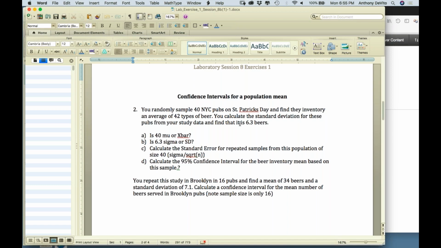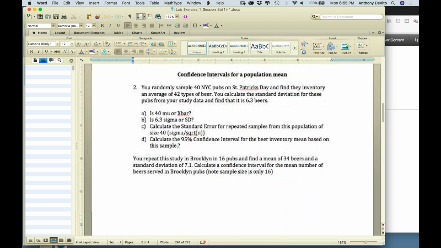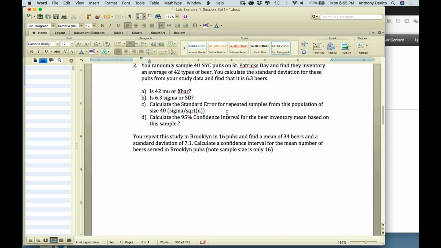Okay, what's our sample size? Sample size was 40. Okay, so 40 is, let's see, I'm wrong there, that's 42. Let's just say 42. 42 is mu or X bar? X bar. Okay, good. 6.3 is sigma or standard deviation. Bingo. Great. Calculate the standard error for repeated samples of the population of size 40. So go ahead and calculate it.